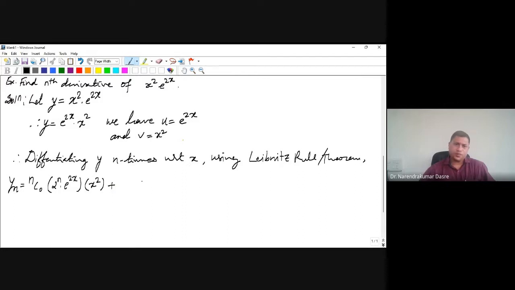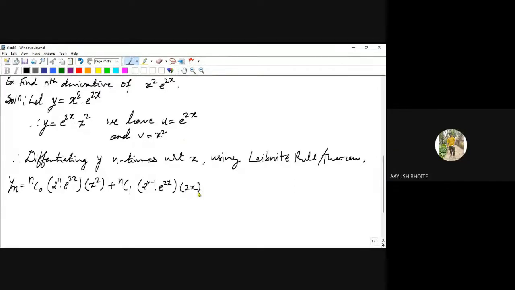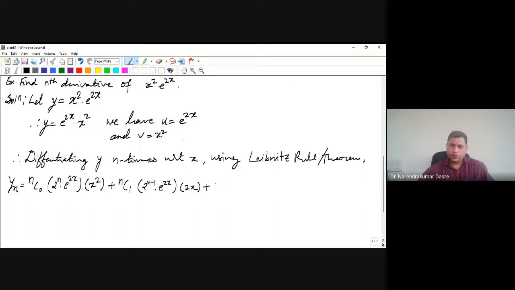Now plus, you will have nc1, and then the n minus 1 derivative of this, so 2 raised to n minus 1 e raised to 2x, and the first derivative of this, 2x. Plus, you will have nc2, and then the n minus 2 derivative of this, so 2 raised to n minus 2 e raised to 2x, and the next derivative of this is going to be 2. And check that the next derivative of this term is going to be 0. So if the next derivative of this term is 0, then all the following terms will be 0.